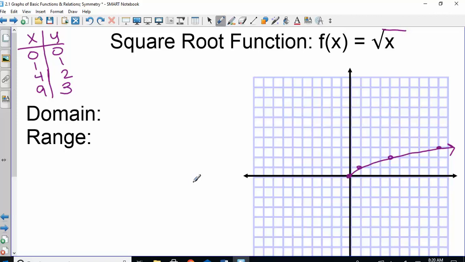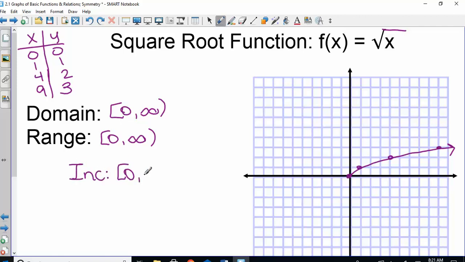If we look at that, domain and range: domain is left to right, so it's starting at 0 and going to infinity. Range is bottom to top, so if I'm coming from the bottom, the first thing we hit is 0, and then it goes to infinity. What's this graph doing? Increasing. And you list the x values, so starting at 0 and going to infinity.